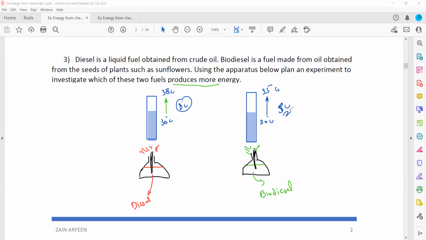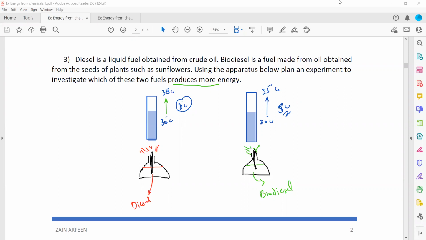So it's the same experiment, but the only difference is that in the previous experiment we were burning the nuts, and because the nuts are a solid, we just directly burned them. But when we want to burn a liquid, it should be inside a spirit burner, because a liquid must be inside a container so that we will not lose the liquid, and we burn it in a spirit burner.